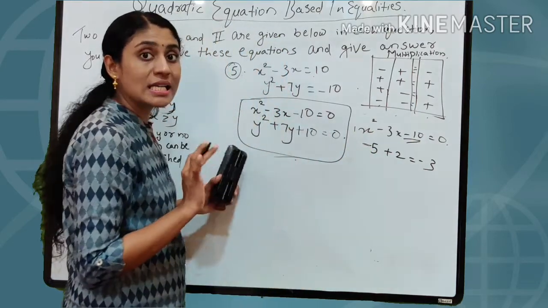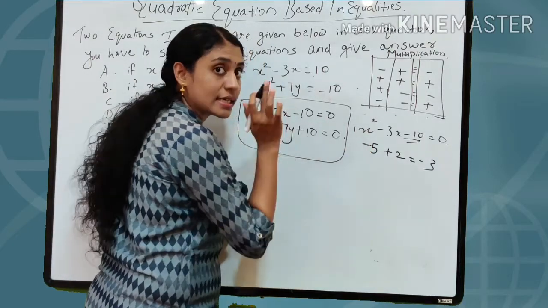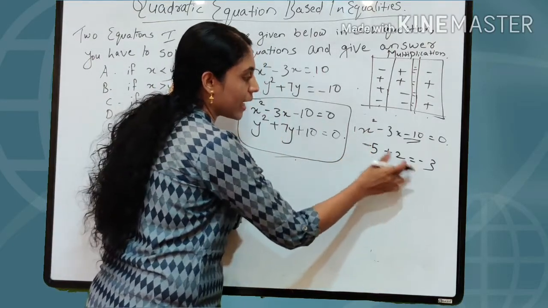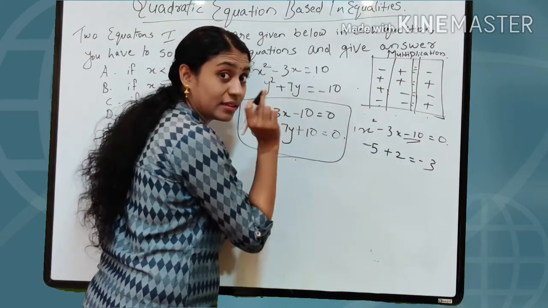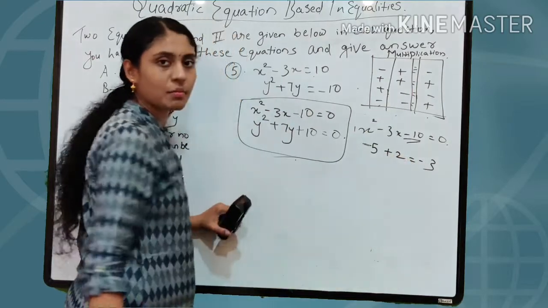So you have to subtract. When the greater number possesses a negative sign, you have to subtract those two numbers and take the sign value of the greater number, that is minus. So the answer is minus 3.